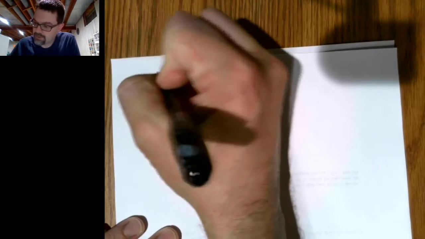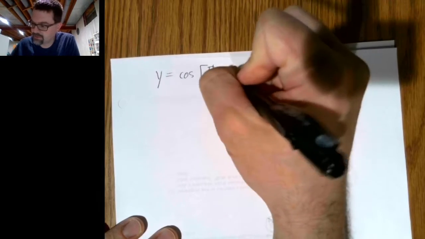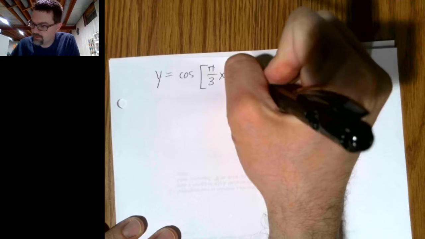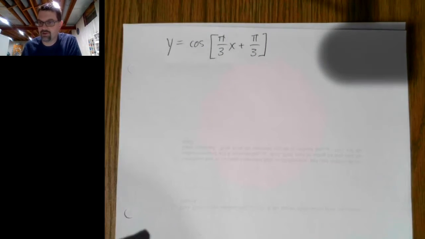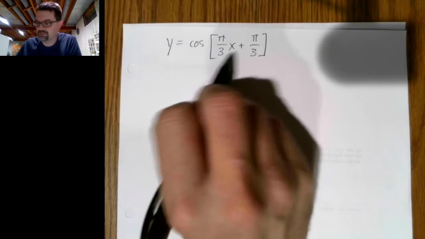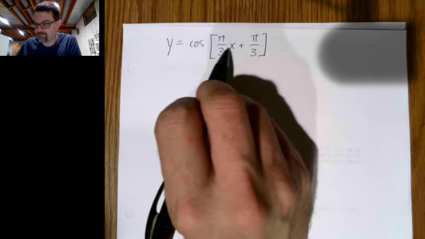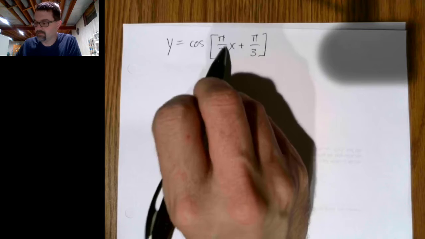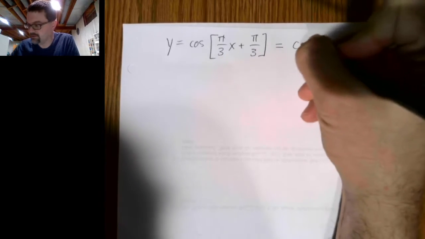Number 2. Y equals cosine of pi over 3 x plus pi over 3. Now this one has the issue that we talked about in one of the examples in the lecture part, where we have addition, subtraction going on inside here, but it's not grouped off in parentheses with something multiplying the set of parentheses. So we got to do a little factoring here to start.